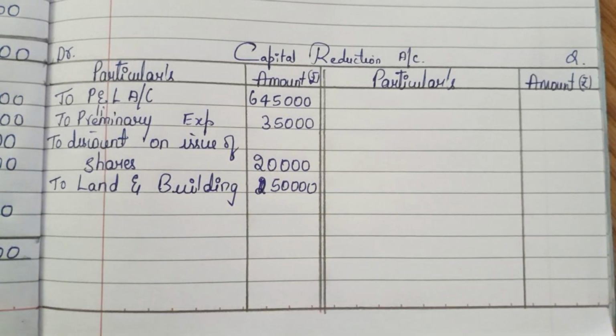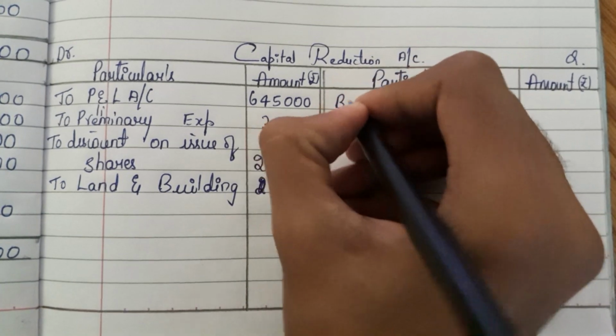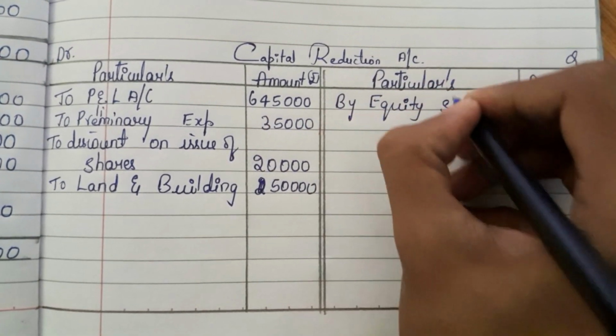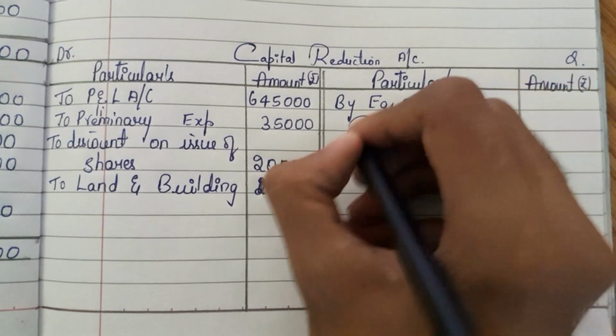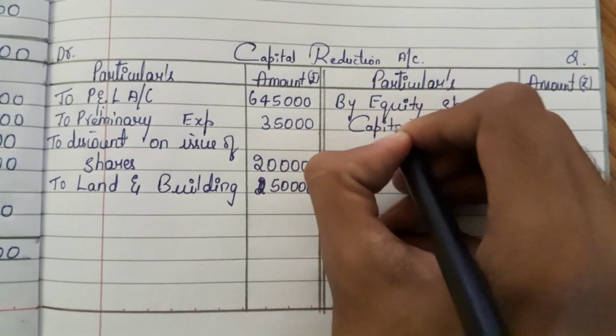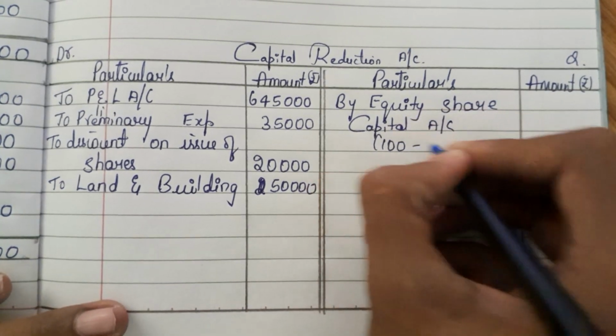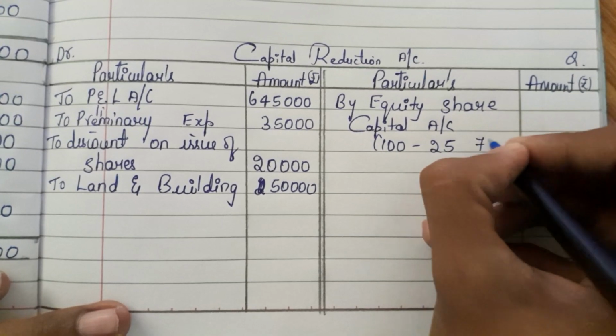Now what they have told is that the reduction will be done through reducing the value of equity shares. So by equity share capital account. So the total value of share is 100. It is reduced to 50. In that, rupees 25 is paid up. So 100 minus 25 means 75 rupees they are sacrificing.